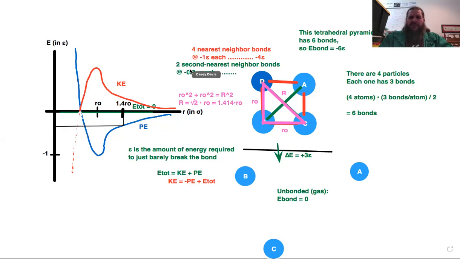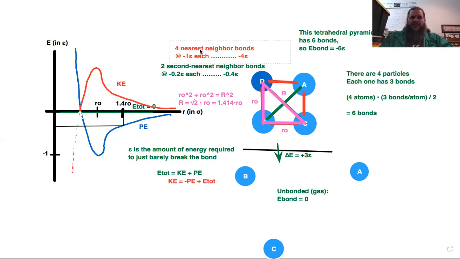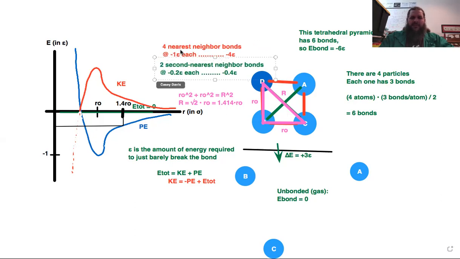So we can multiply those together. We've got two bonds of this type. We know the energy of each one. So 2 times negative 0.2 would be negative 0.4 epsilon. So that's the energy of those two diagonal bonds. And it looks like we now have all the bonds involved here. There's 4 nearest neighbor bonds, 2 second nearest neighbor bonds, and that's it. Notice that that accounts for all 6 bonds we should expect.